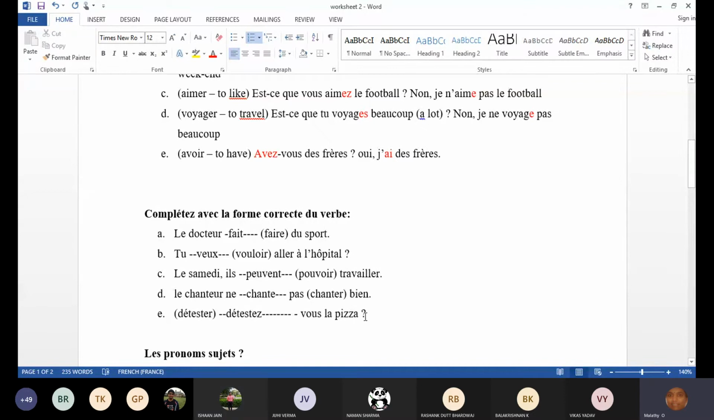Okay, ma'am. The same thing. The question can be asked like this, if you want to put it. Vous détestez la pizza? Yes, so here I use the inverse form in the sentence. Here I am using it with est-ce que. Either way, the answer will be ending in ez. So you need not change the form of any of the sentence. You just write the correct spelling. That's all.